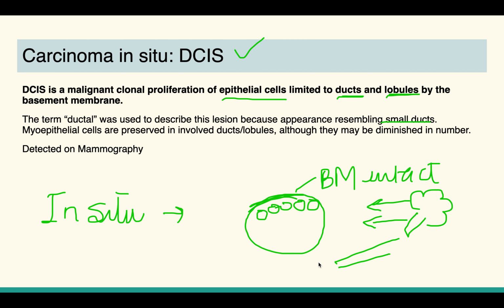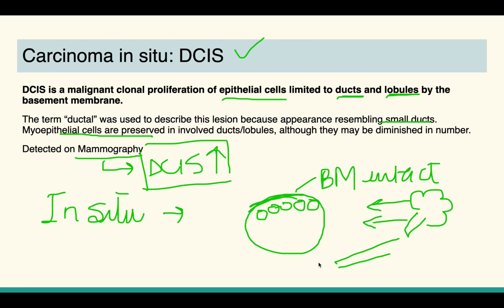We'll talk about lobular carcinoma after this. Myoepithelial cells are preserved in ductal carcinoma in situ as well as lobular carcinoma in situ, and the basement membrane is intact. One more important thing is that this can be detected on mammography. When mammography was introduced, the incidence of DCIS increased because it can be detected, and therefore invasive carcinoma can be prevented.